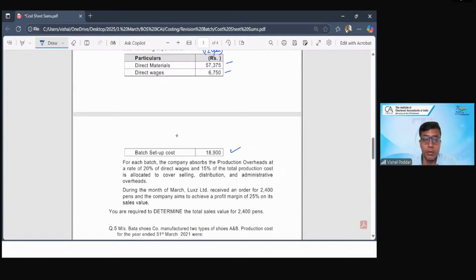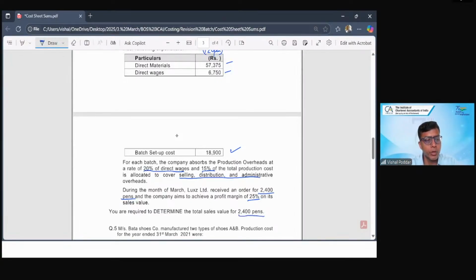Now, what is given? For each batch, the company absorbs production overheads at the rate of 20% on wages, and 15% of total production cost is allocated to cover the other overheads. During the month of March, Lux Limited received an order for 2,400 pens, and the company aims to achieve a profit margin of 25% on its sales value. You are required to determine the sales value of 2,400 pens.